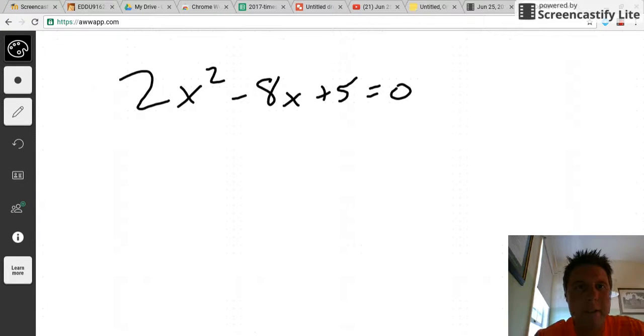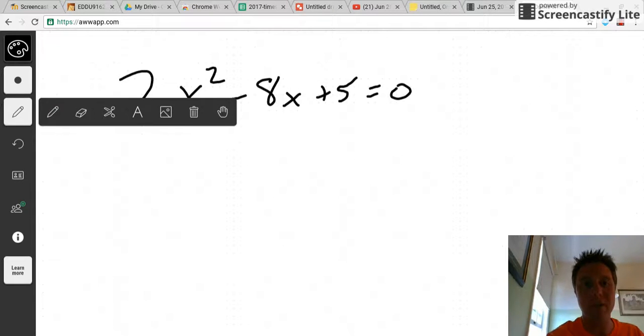Hey class, today we are working on trying to complete the square when your leading coefficient, that's your a value again, is something other than 1. In this procedure, it takes a little bit more work, a little bit more effort to finish the problem off, but hopefully with this extra tutorial, it'll help you revise what your thoughts are.